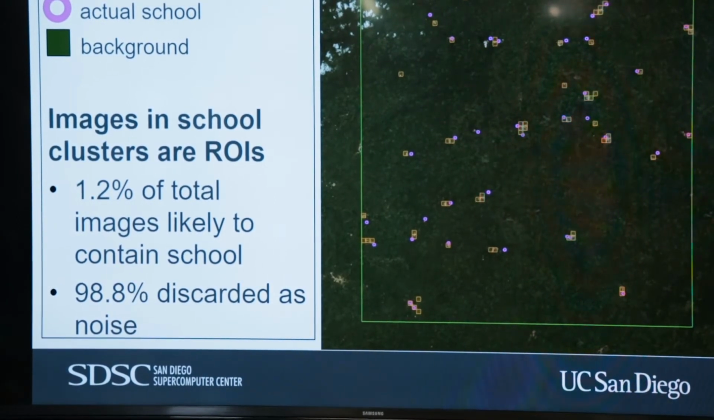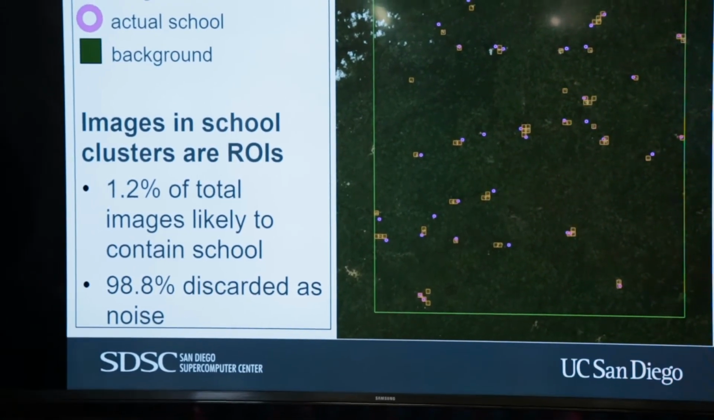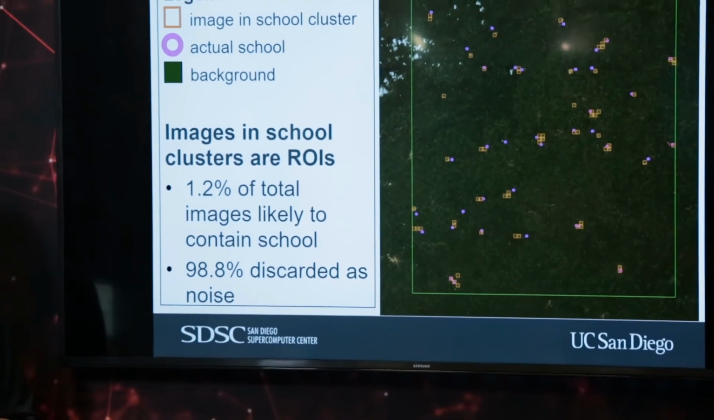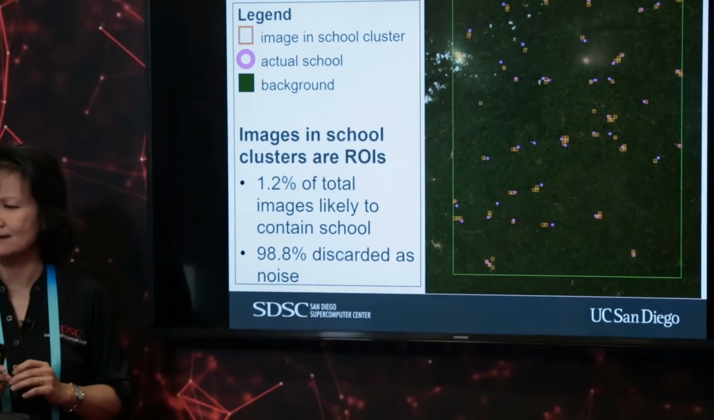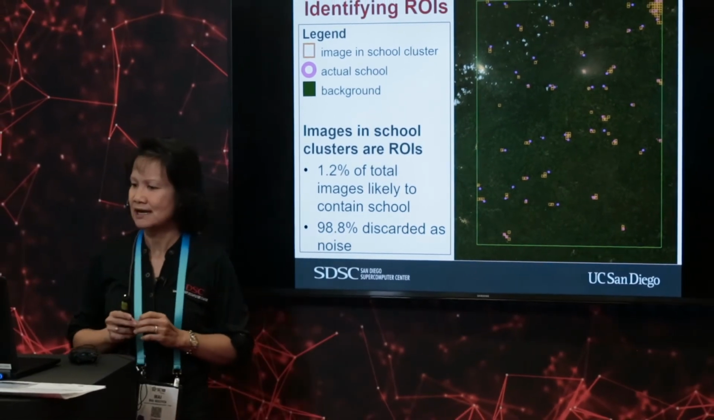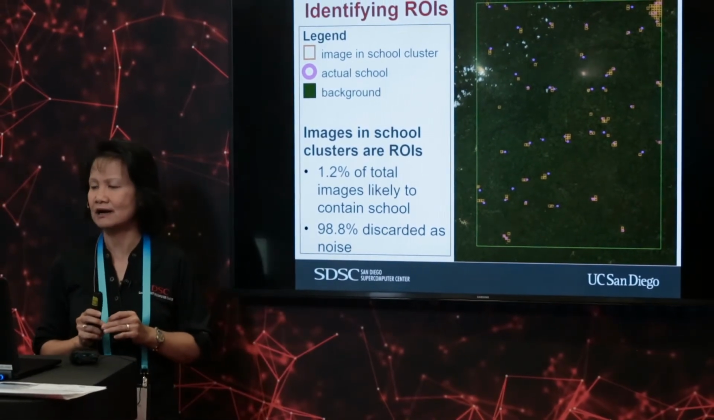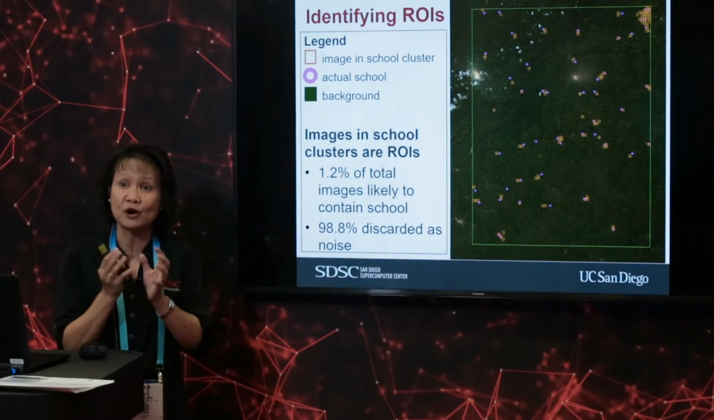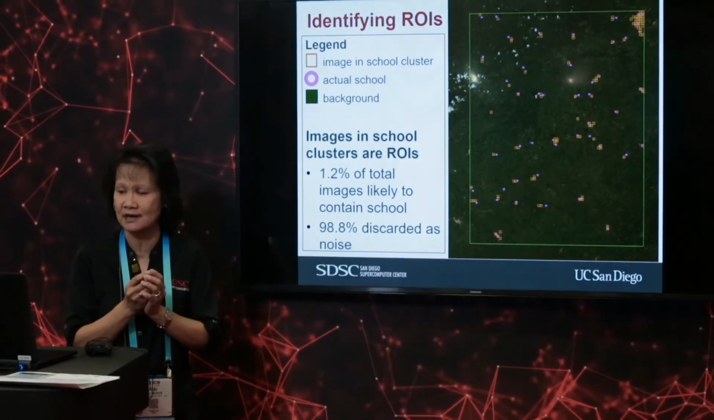And another benefit of our unsupervised approach is that this provides a very effective way of identifying the regions of interest, which are schools in this case. And the ROIs often make up a very small part of the entire scene.